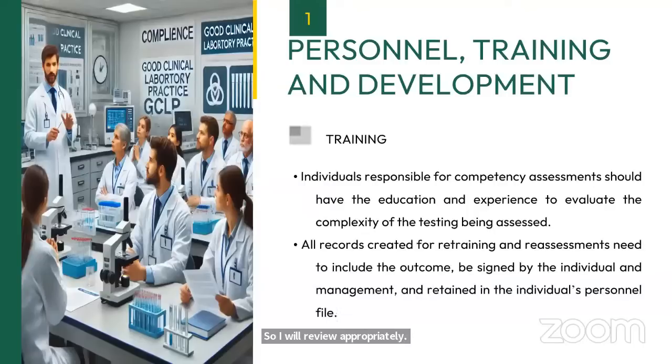Records created for retraining and reassessment need to include the outcome. A specific outcome should be mentioned. Specific outcome means whether the personnel on whom the competency assessment is performed is competent or not. It must be signed by the individual and management and retained in the individual's personal file. Who should sign it? The personnel who has conducted the competency assessment and the personnel who has undergone the assessment. Both signatures should be there, and somebody from the management should sign it, and it should be retained in the personal file of that staff.